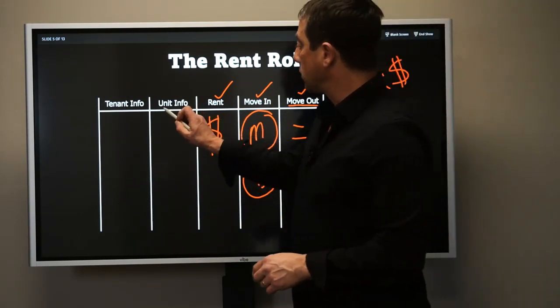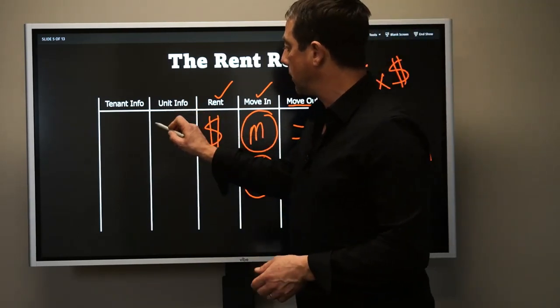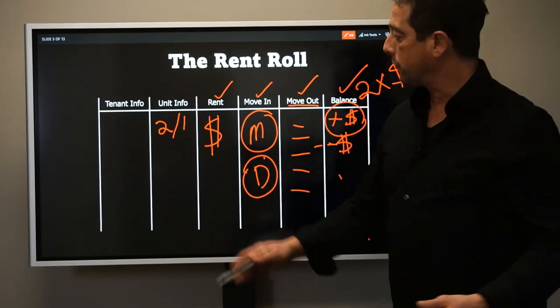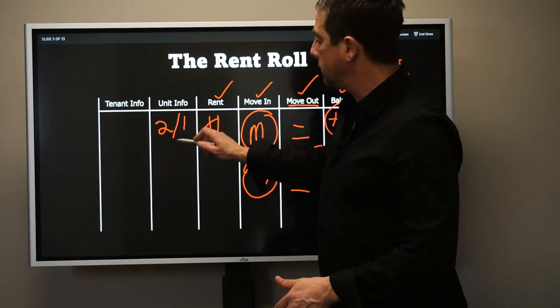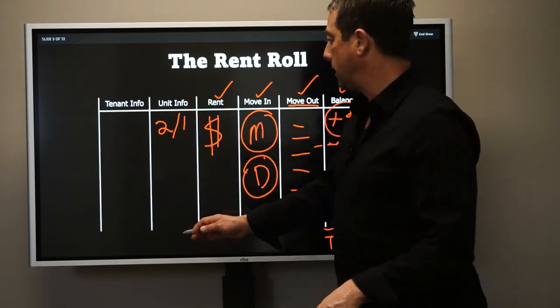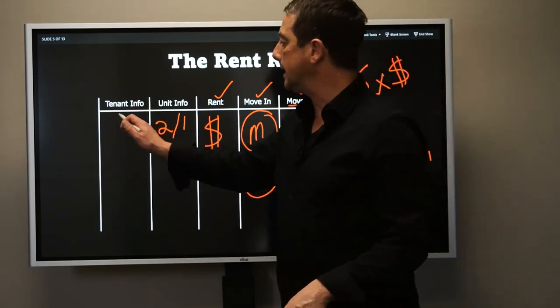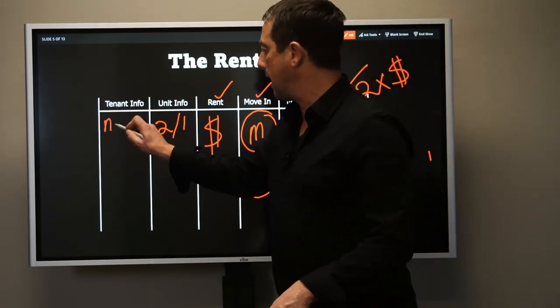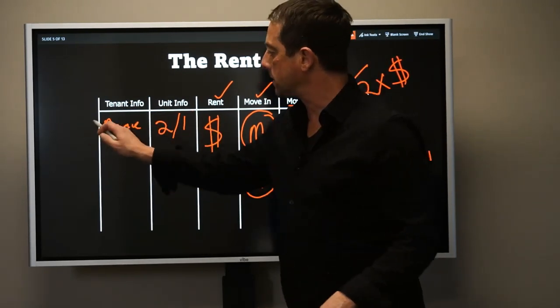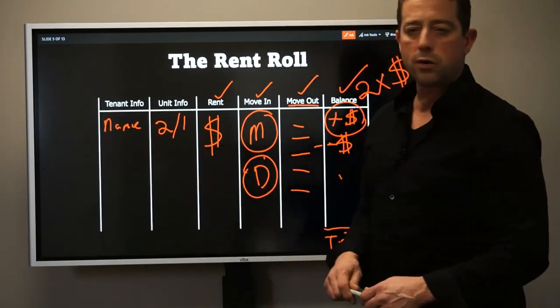Okay, next we're going to look at the unit information. This is going to be whether it's a 2-bedroom, 1-bath, garden style, whatever, 3-bedroom, 1-bath. It's just going to tell you the breakdown of the floor plan of the units. That's all we're really looking for here. And then your tenant information. This is going to be name typically, and maybe unit number, something like that over here. So that's all we've got there.